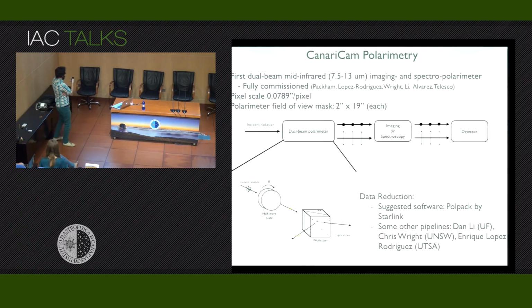Normally, the sketch of the polarimetry beam is you have the incident radiation, you have the dual beam, and the dual beam polarimetry splits the light into 2 components orthogonal to each other. Then you have the imaging and spectroscopy system, and then we have the detector.